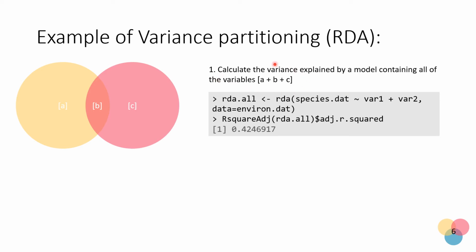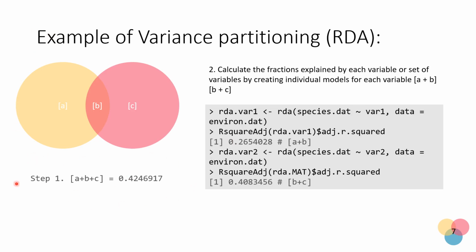So for the first step, we do this full model calculation and we get this value. Then we'll save the value here while we do our second step, which is to calculate fractions explained by each variable or set of variables by creating individual models for each variable. In this case, we only have to do that 2 times because we only have 2 variables in our full model. So when we calculate the variance explained by variable 1, we are calculating all of this yellow circle here. And when we do it for variable 2, we're calculating all of this circle here. So it's BC for variable 2 and AB for variable 1.